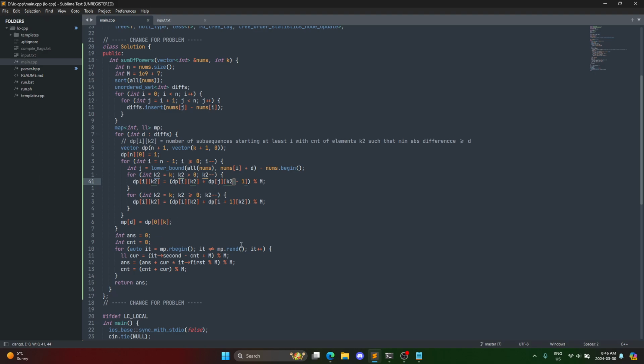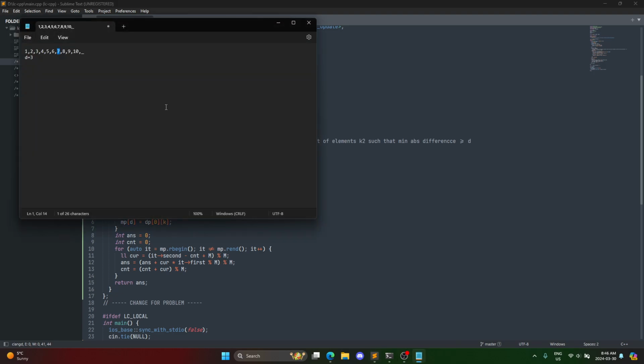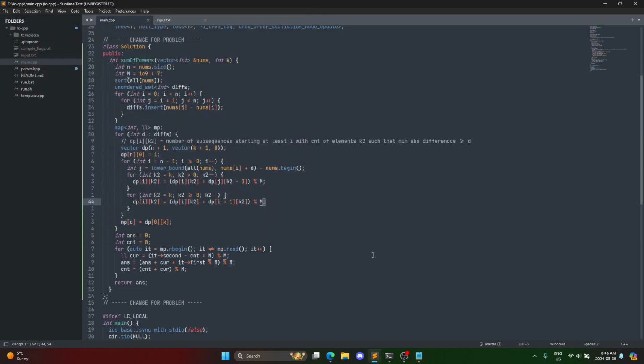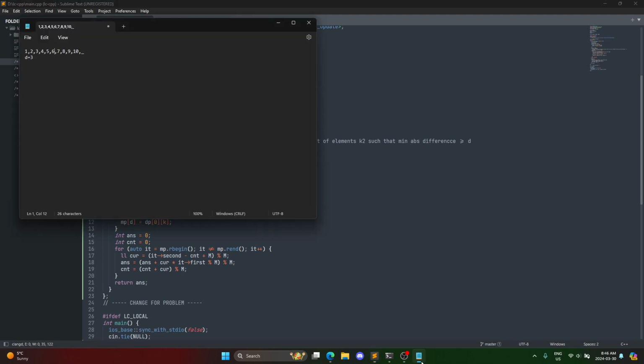So dp of 0 and k is the number of subsequences starting at least 0. So it can start at 0, 1, 2, right? You can't start at -1. So that's the idea: starting at least I, such that the difference is at least D.